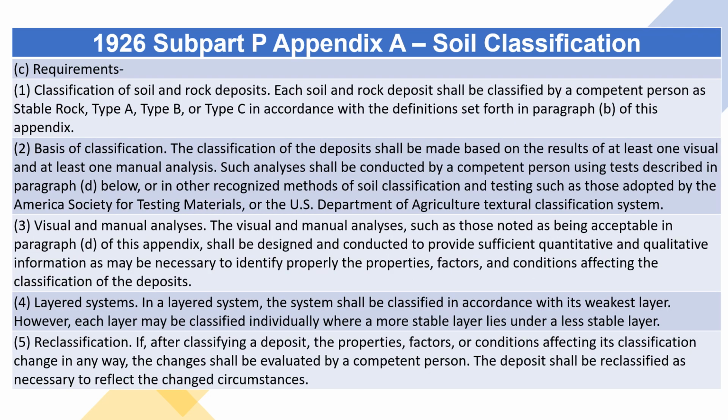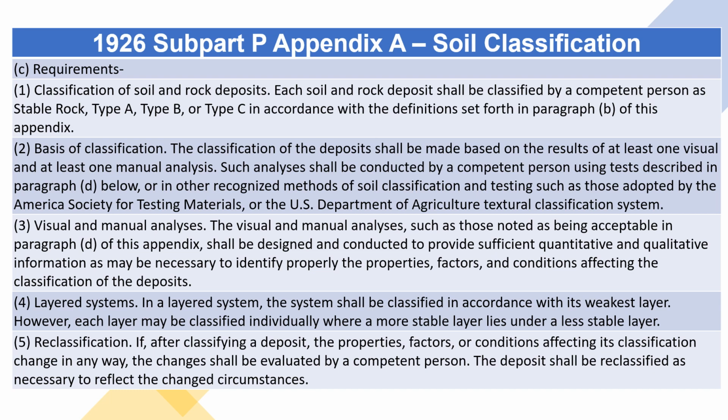C. Requirements. 1. Classification of soil and rock deposits. Each soil and rock deposit shall be classified by a competent person as stable rock, Type A, Type B, or Type C in accordance with the definitions set forth in paragraph B of this appendix. 2. Basis of classification. The classification of the deposits shall be made based on the results of at least one visual and at least one manual analysis.